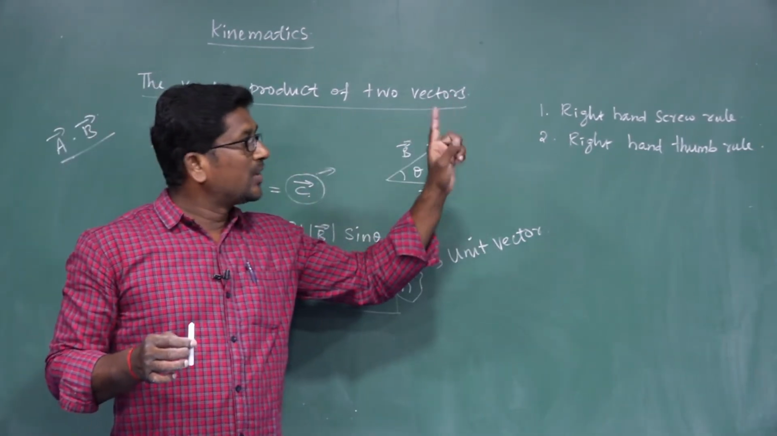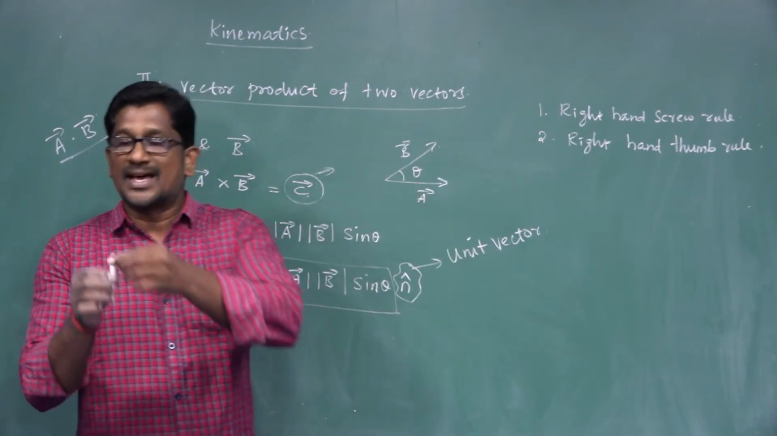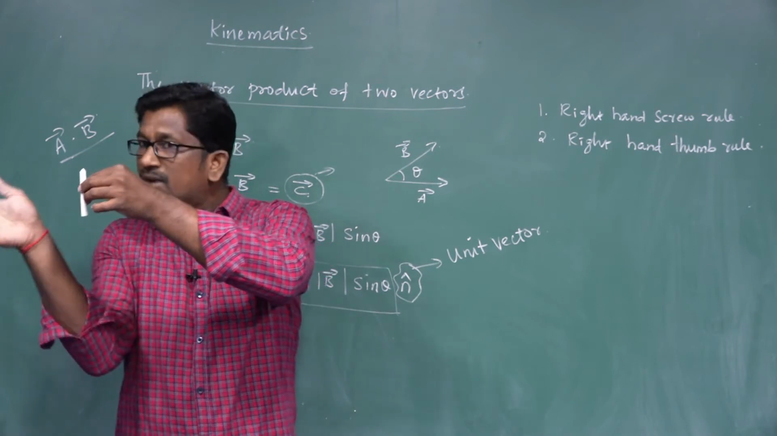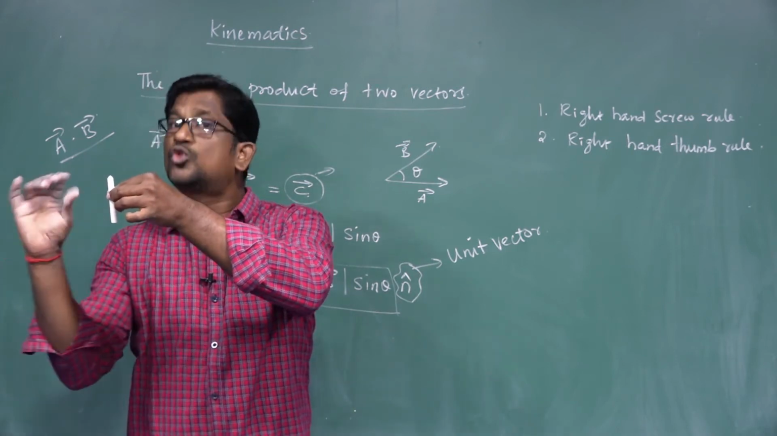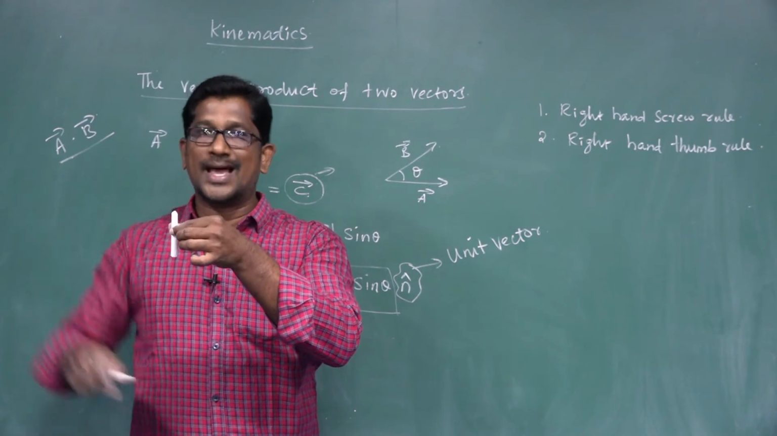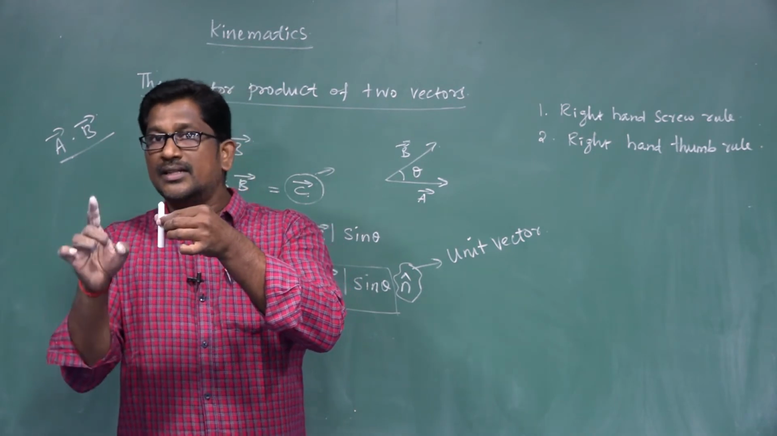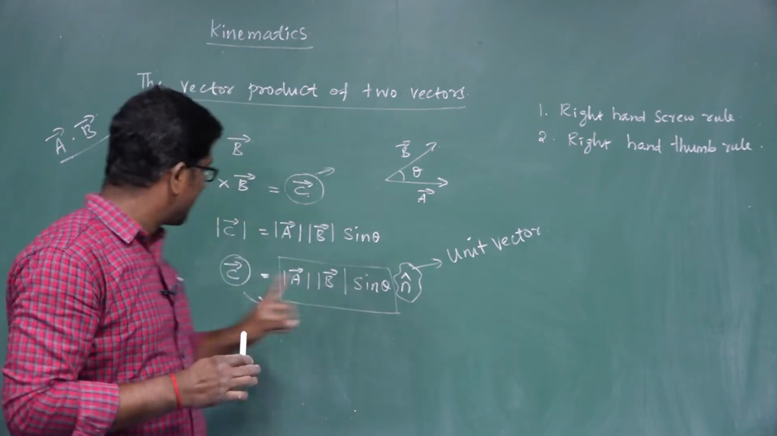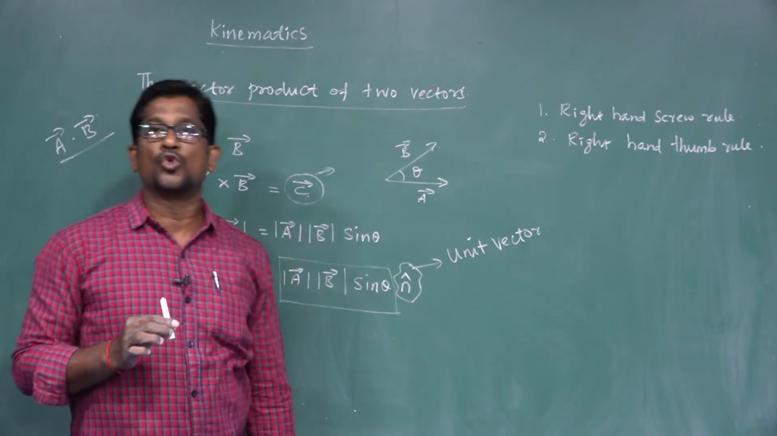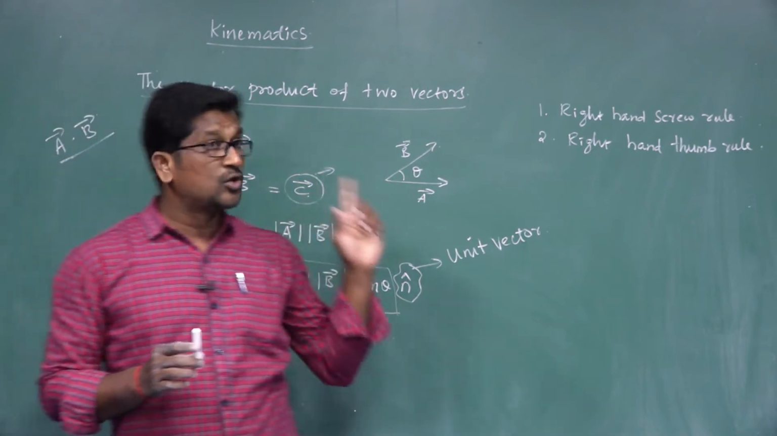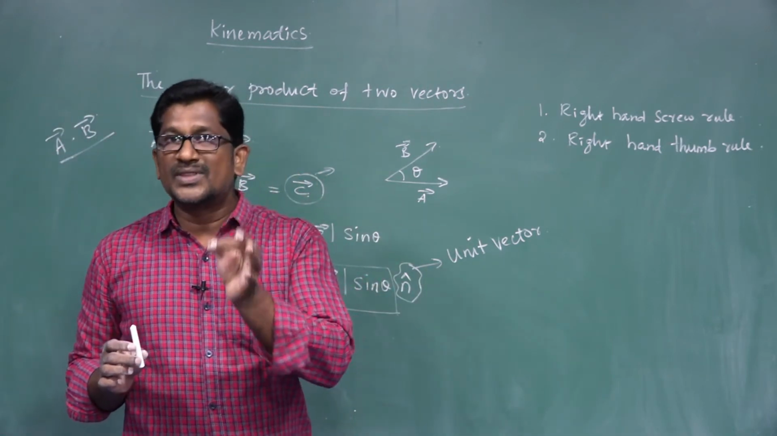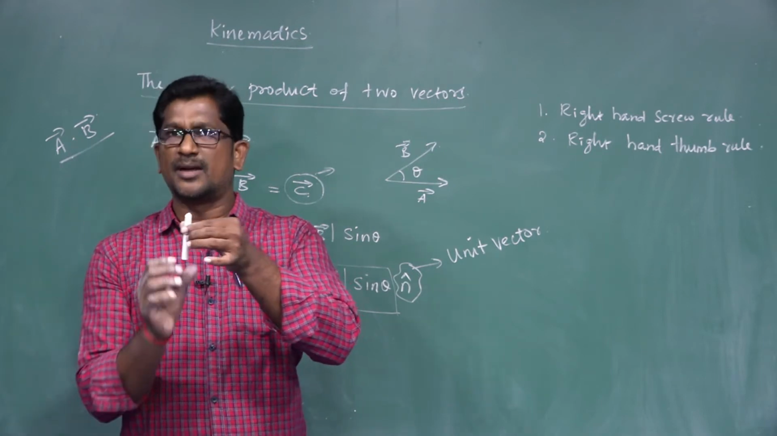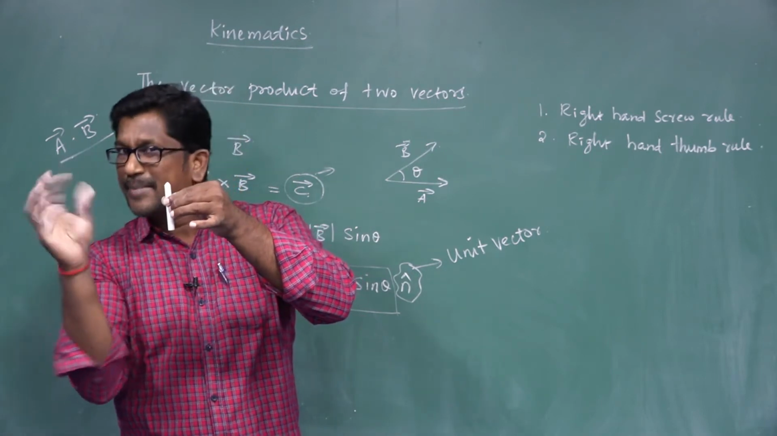So according to the right hand screw rule, if the right hand screw is rotated from the direction of A vector to B vector through a small angle, then the sense of advancement of the tip of the screw gives the direction of C vector. So this is the right hand screw rule. Once again I repeat, according to the right hand screw rule, if the right hand screw is rotated, means if the screwdriver is rotated by the right hand.